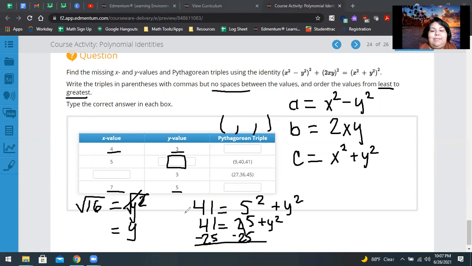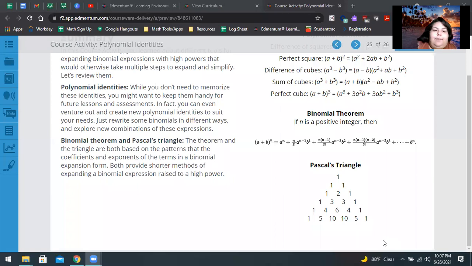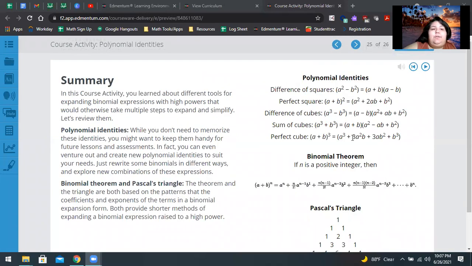You'll follow my same steps using this one, but for the next one, you'll use the largest side, which is 45. And then that is the end of this task, and I think the end of the whole course activity. So again, that's just an overview. It's only specific to this course activity. You'll see those identities again in the future, and you've already seen them in the past. Binomial theorem and Pascal's triangle are not going to come back.